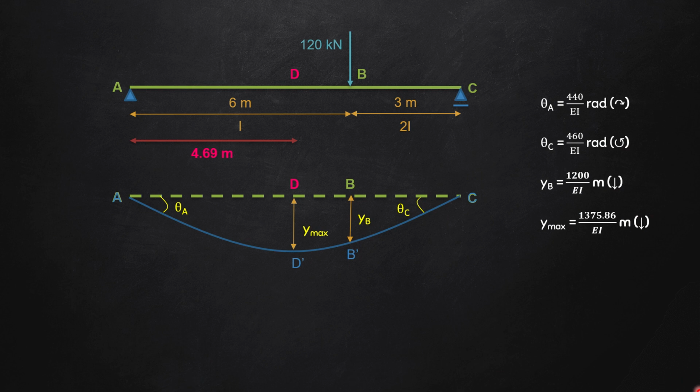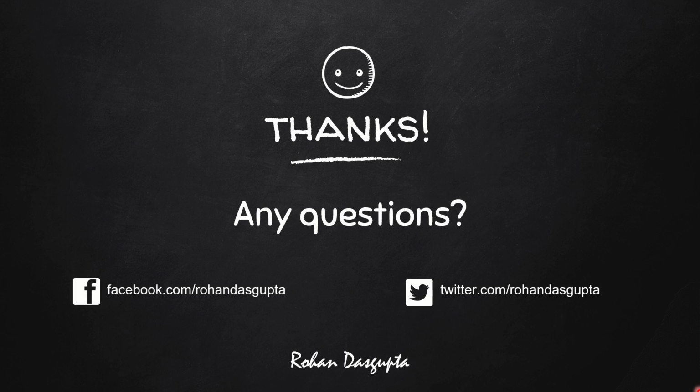With the help of this, I hope I have successfully demonstrated how to find the slopes and deflections in a simply supported beam using the conjugate beam method. If you have any questions, you can write in the comments below. Thank you for your attention.